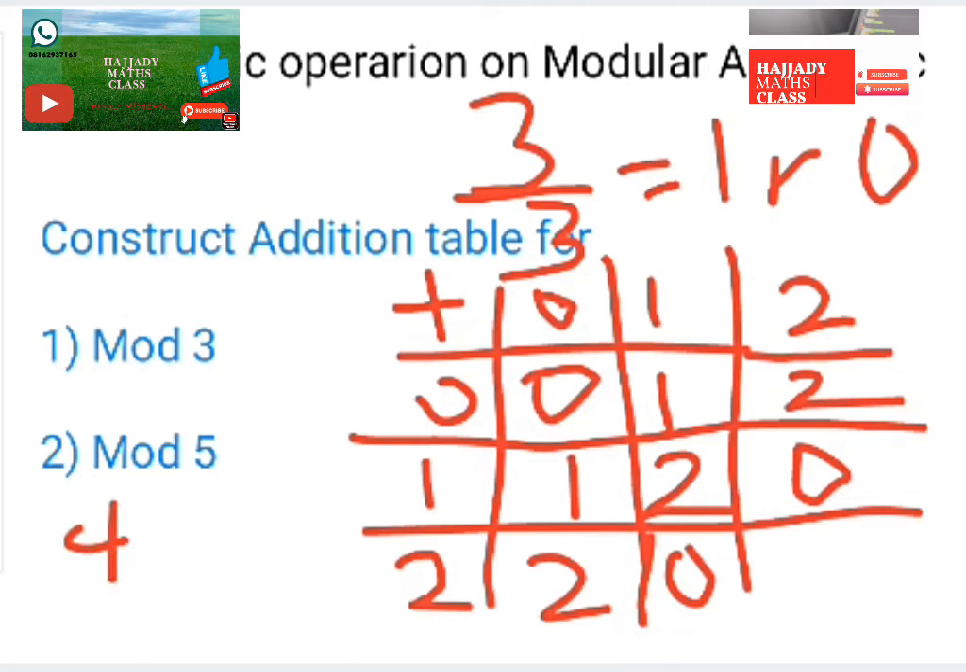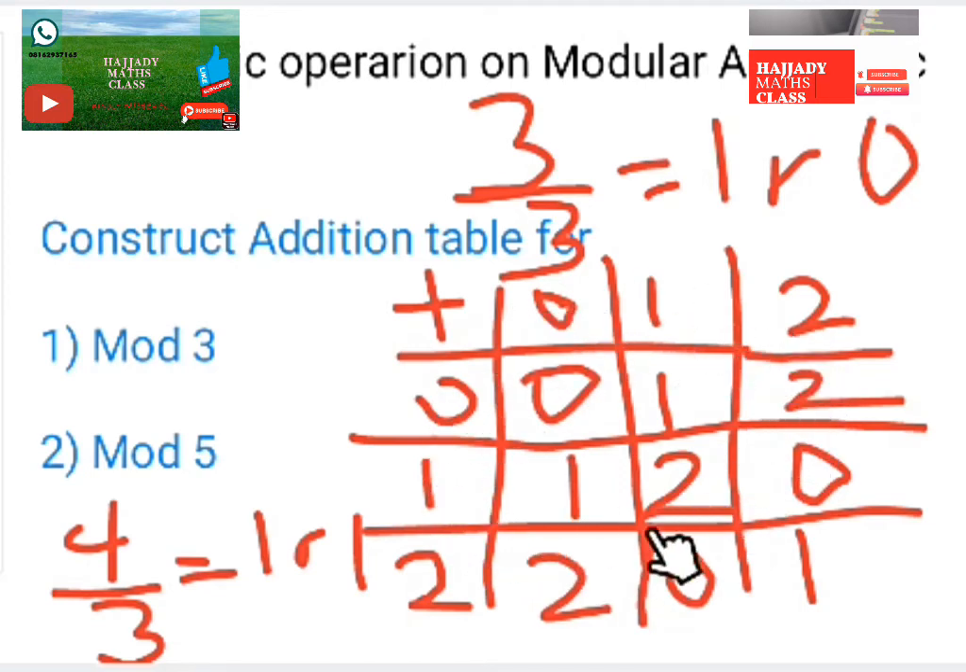And you divide 4 by the mode, which is mode 3. We have this. 4 over 3 is 1 remainder what? 1. Like I told you, we are writing this remainder. So we write what? 1. So looking at this, this is the addition table for modulus 3. Modulus what? 3. So this is the addition table. So next we look at mode 5.